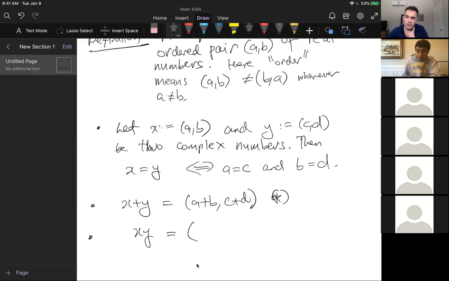The product is not going to be the naive thing where you just multiply each component, (AC, BD). That's not going to be the multiplication law for the complex numbers. You should think about the second slot as being the i component, and the first slot as being the real component. So the multiplication law looks like this.